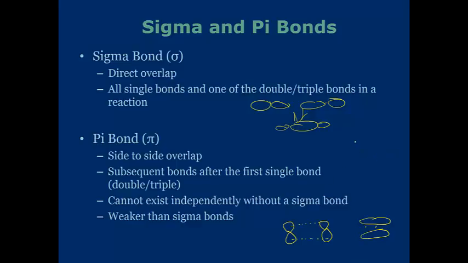So, if I were to have an alkyne complex of some kind, this is going to be comprised of one sigma bond and two pi bonds. So it's stating that there is one direct overlap and two indirect overlaps.